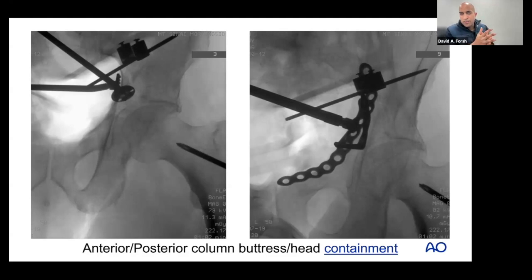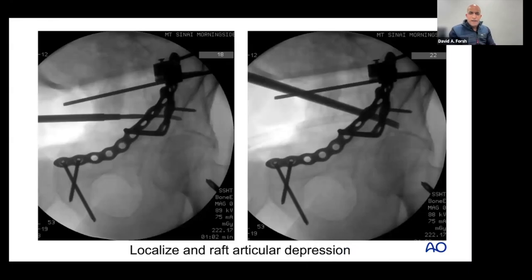I'll utilize a ball spike pusher with two discs, and I will simply push on the anterior column. I'll push on the quadrilateral surface and posterior column, and that gives me a sense as to how the femoral head is going to be contained. And you can appreciate that here with restoration of both the iliopectineal and the ilioischial lines. And then there are a variety of plates on the market that you can use that will allow you to buttress both the anterior column and the quadrilateral surface.